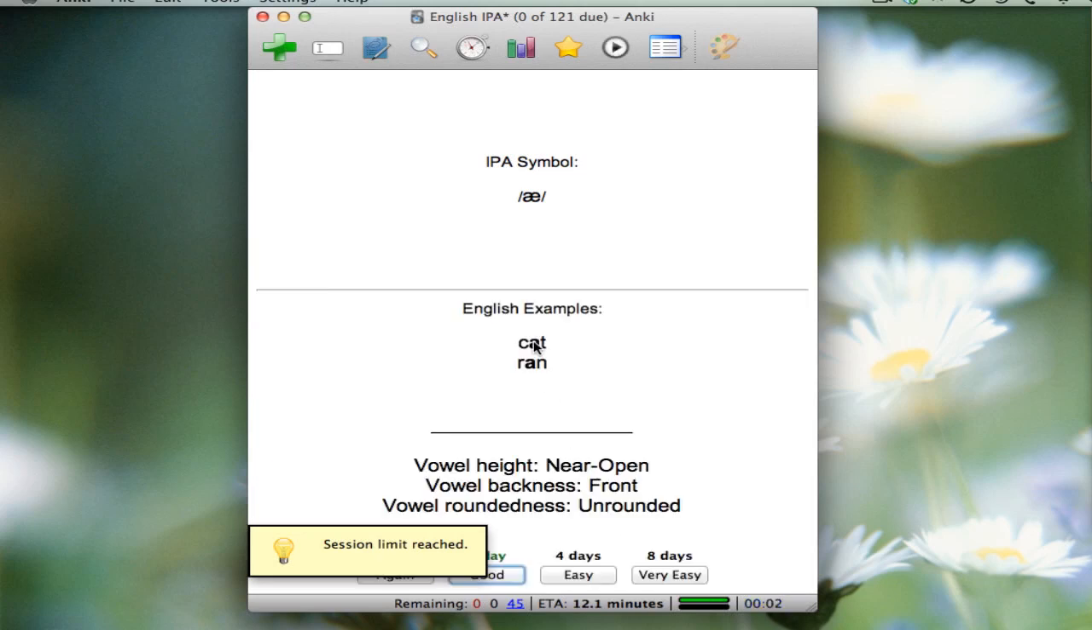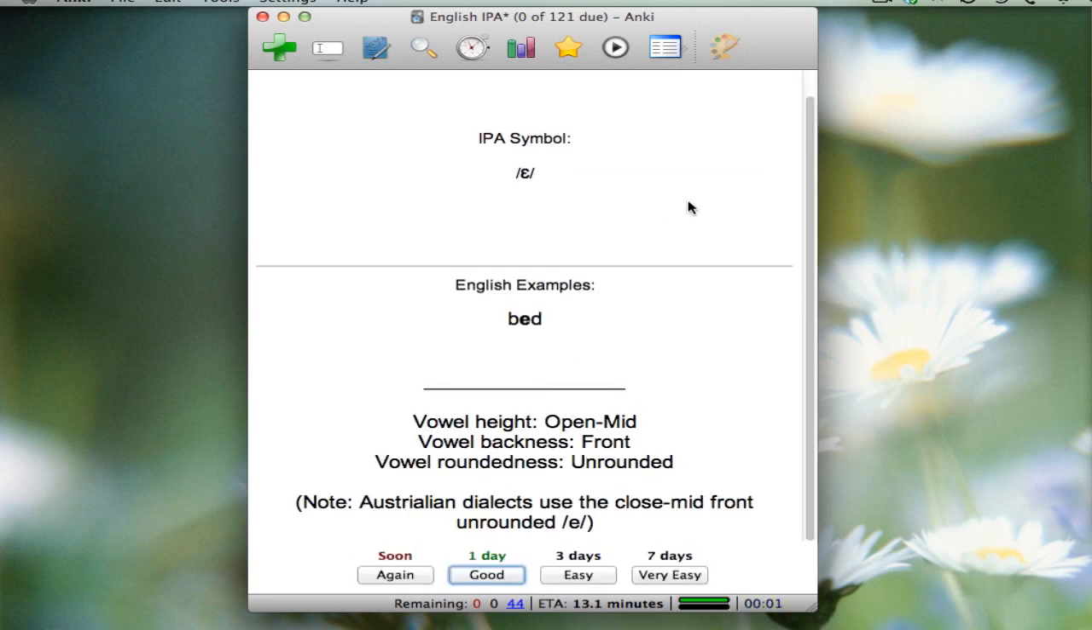This is the same in every language, in every dialect almost. Cat and ran. As in bed. This is open mid. This is all covered in the third video. Again, Australian dialects go a little more closed, actually. Some dictionaries will write, even for British received pronunciation, this closed mid e. This is true. The British in general will pronounce this more closed.